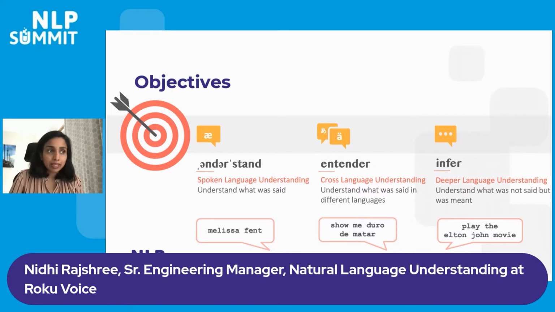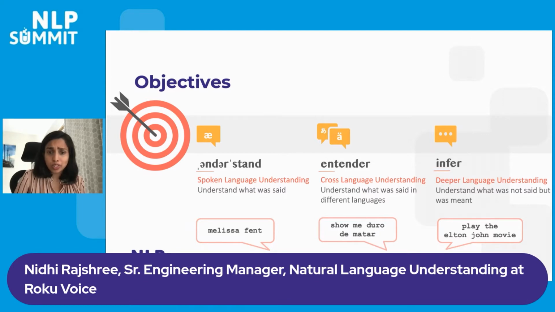For example, with "Melissa Fent" as an utterance that we get, it's really an ASR, or automated speech recognition system, error, where the user is asking for the content Maleficent. And then there are the challenges that you see with cross-language understanding, or understanding what was said in different languages. Here's an example where the user is asking for playing the Spanish version of the Die Hard movie.